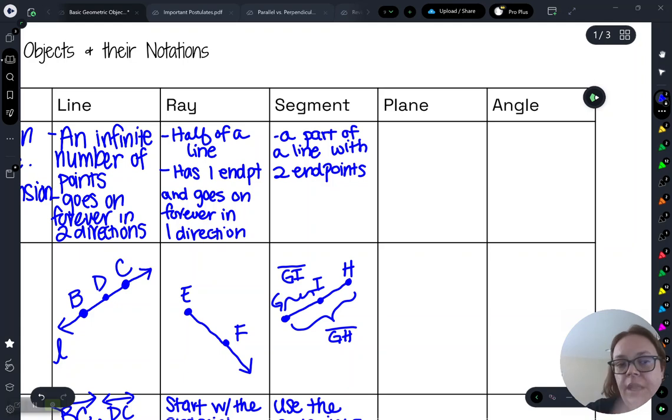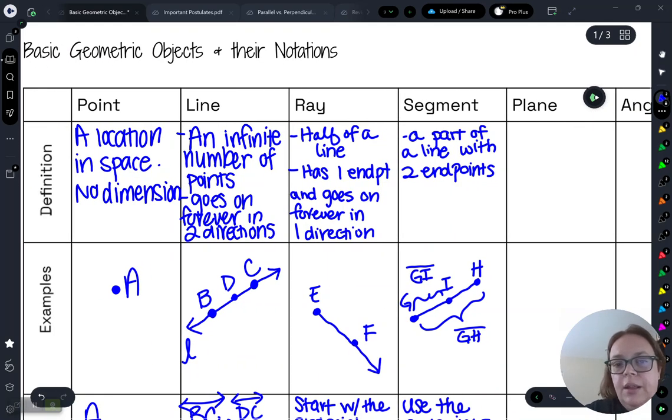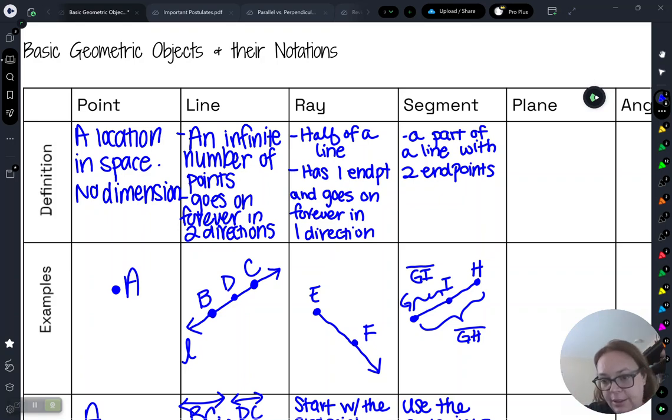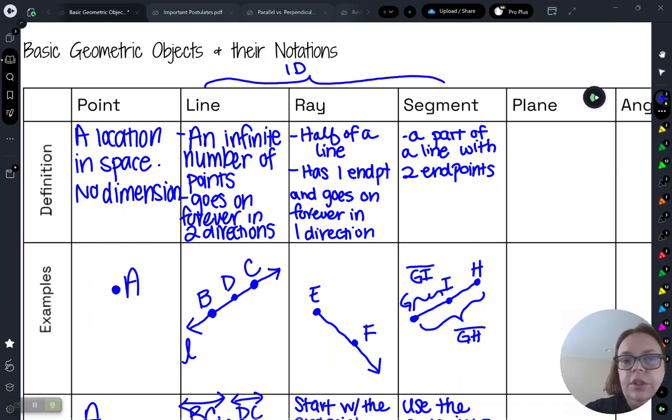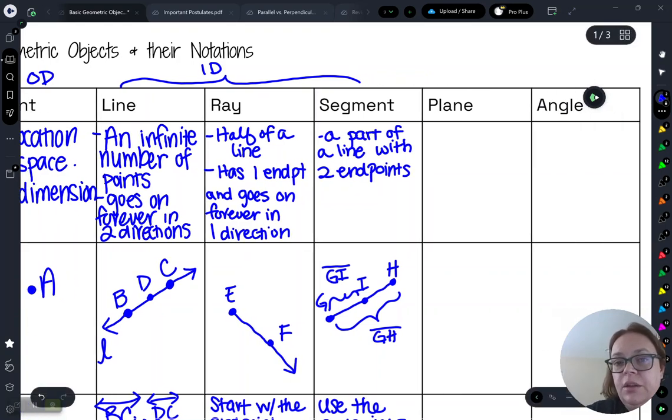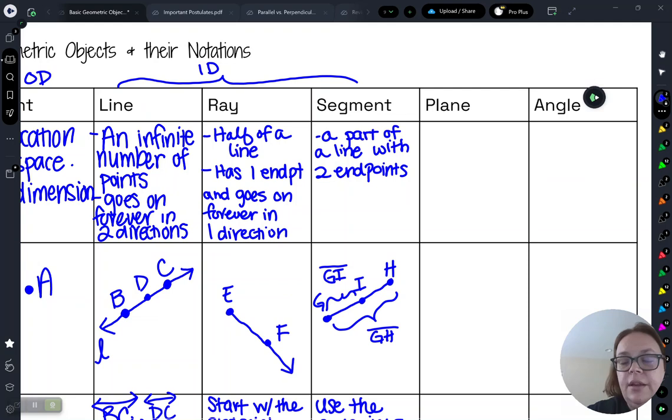Okay. Now, these 3 that we just talked about, line, ray, and segment, they all go flat. They're essentially one-dimensional objects. So if a point is a 0-dimensional object, lines, rays, and segments are one-dimensional objects. So what about 2-dimensional objects? That's where you get a plane. So this is 2-dimensional.